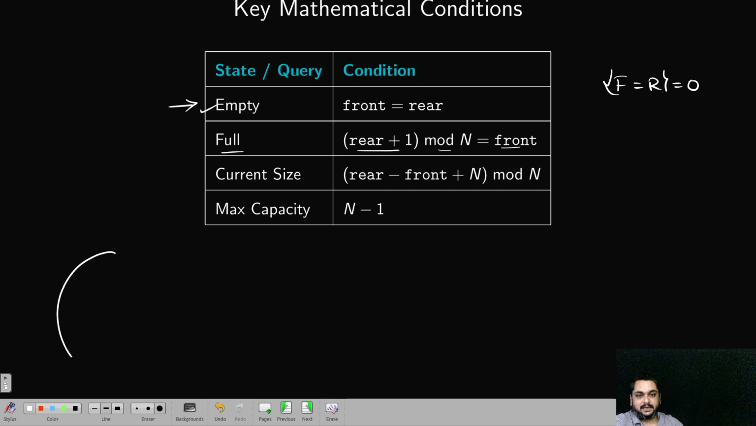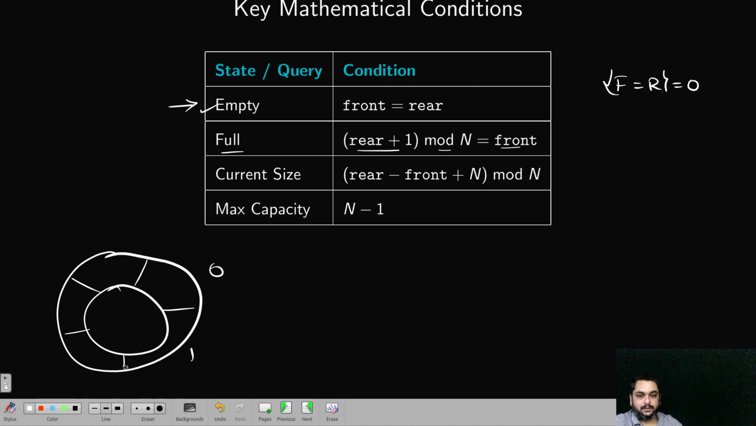So what exactly does this mean? I have a circular queue, let us say with indices 0, 1, 2, 3 and 4. So n is equal to 5. The maximum capacity is n minus 1, which is 4. Initially, the front and rear pointers are pointing here.